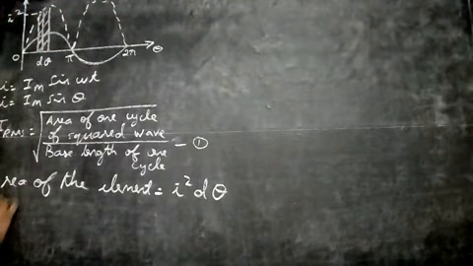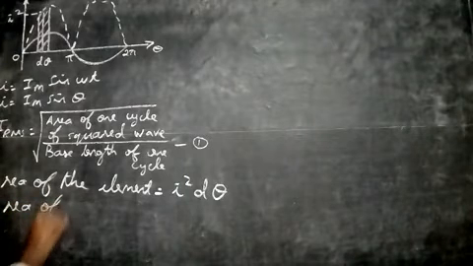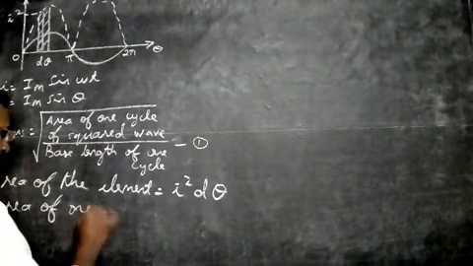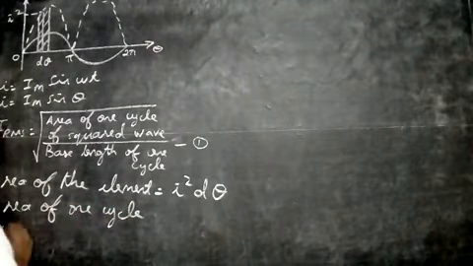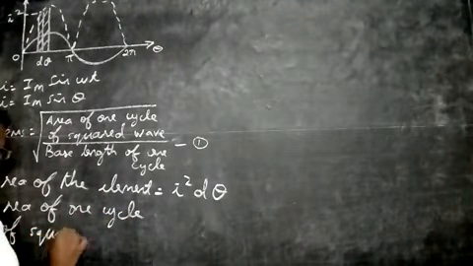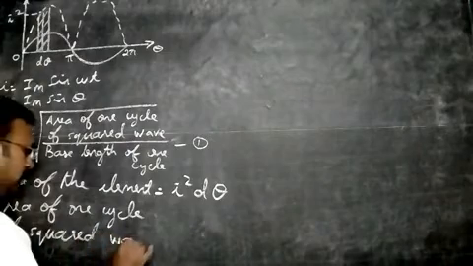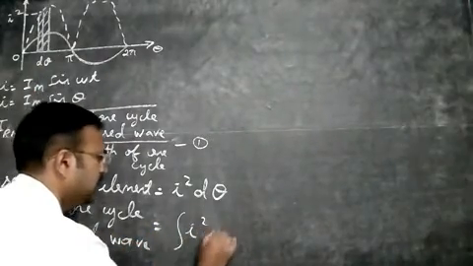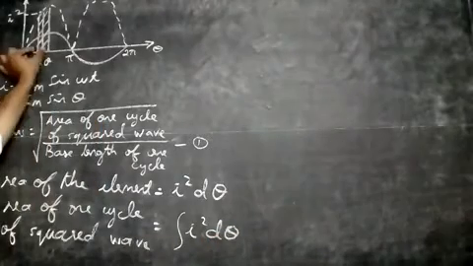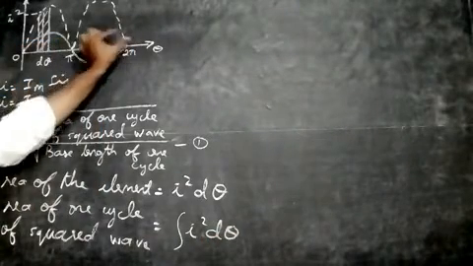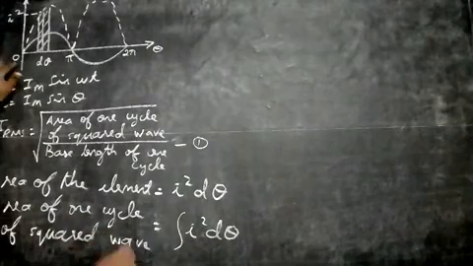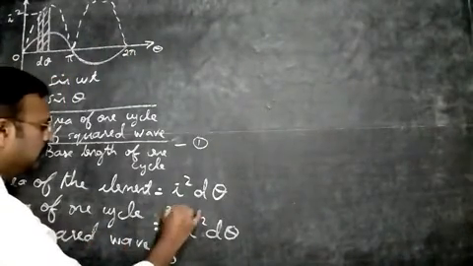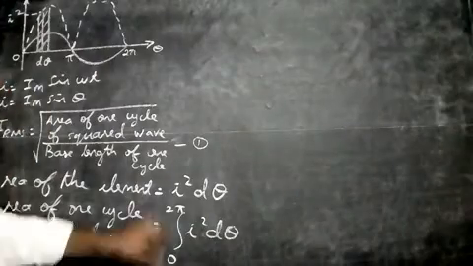So the area of this one, that is one cycle of the squared wave. So for that, you integrate I square d theta. That means this element here, these many small elements. From the limits, you see the starting limit is 0 and the ending was 2 pi. So that's how we get the limits here, 0 to 2 pi.